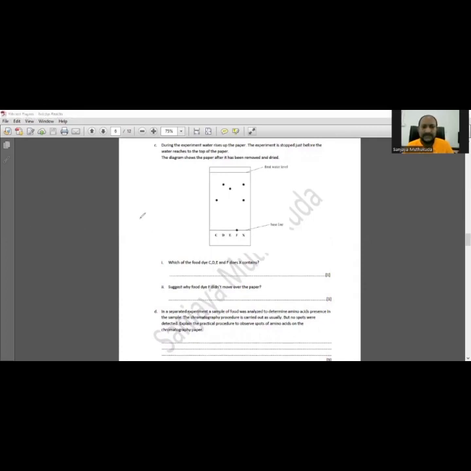During the experiment, water rises up the paper. The experiment is stopped just before the water reaches the top of the paper. The diagram shows the paper after it has been removed and dried. Which food dyes C, D, E, and F does X contain, right? Then look at the X has two dots. And you can see that this dot is parallel with this dot of the C. So this has C. And this dot is parallel with this one. So it has D as well. C and D are the substances contained in the food dye.